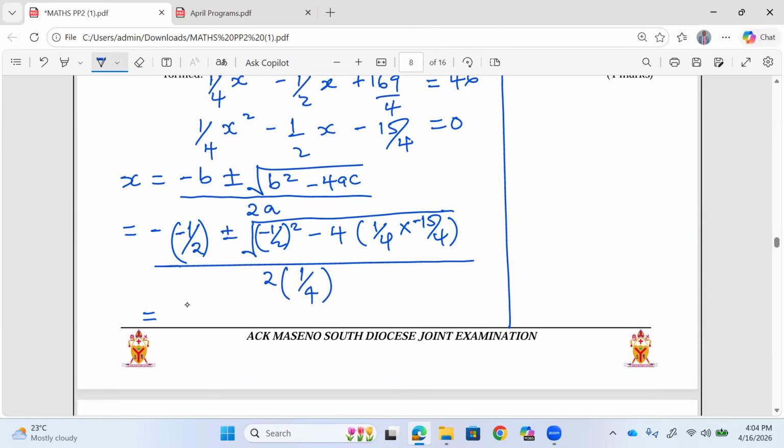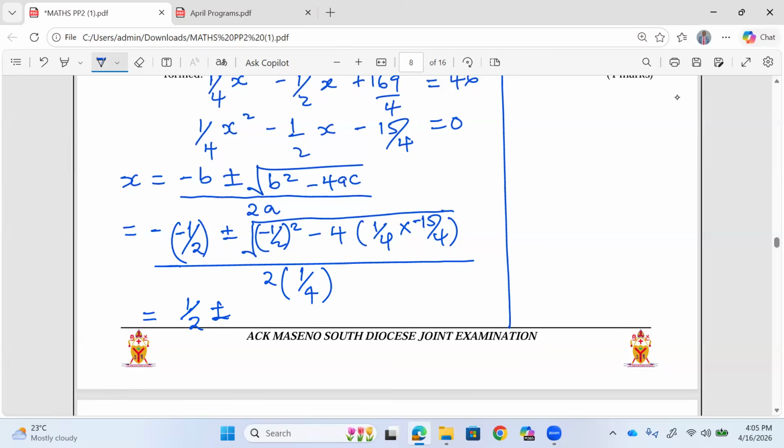So we can compute a few things. This becomes half plus or minus. When we square negative half, it becomes a quarter. Is that okay? Then we have negative 4, together with the other negative here, after multiplication, it changes to positive. So 4 times a quarter times 15/4. This gives us 3 and 3/4.